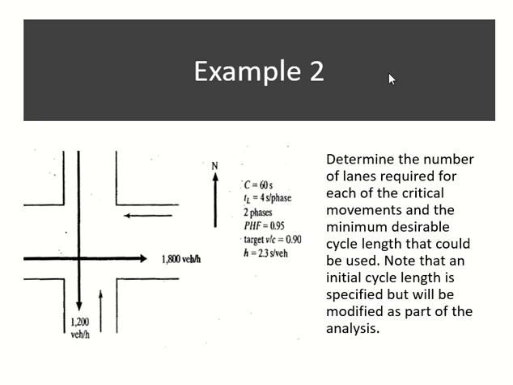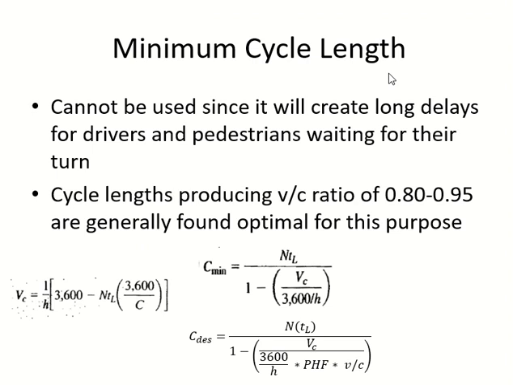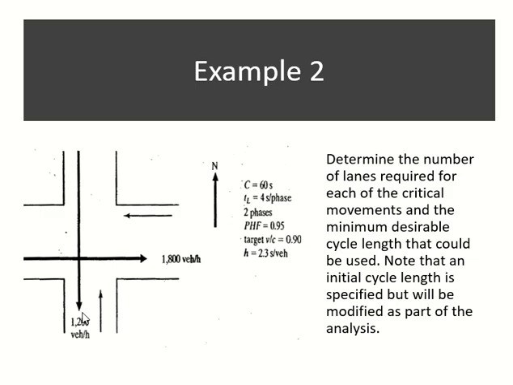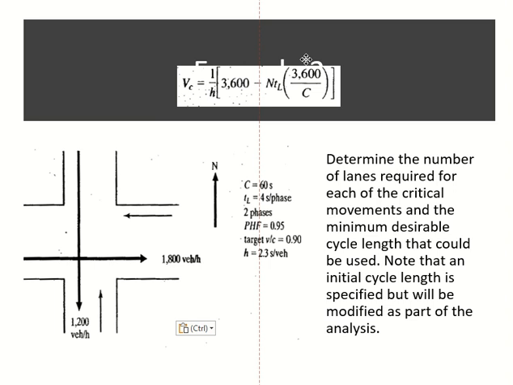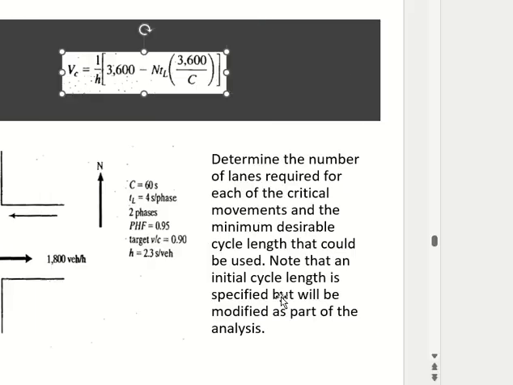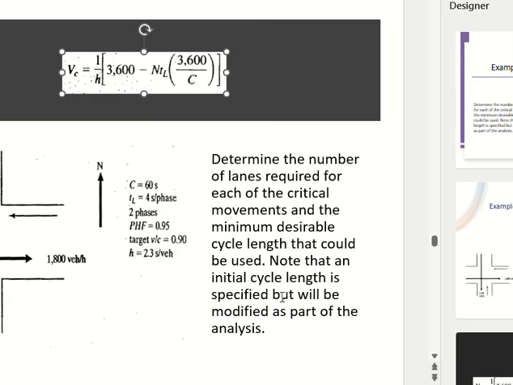First of all, I will calculate how much volume I can have with this data. I will calculate the allowable volume in this condition. To calculate the allowable volume, I will use this equation. Okay, so you have everything. Tell me the V by C here. How much V by C do we have?